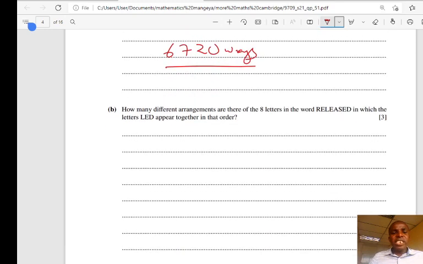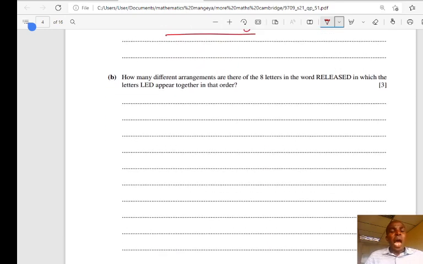Done. Part B. How many different arrangements are there of the 8 letters in the word RELEASED, in which the letters LED appear together in that order? Right. The LED one is fixed. We treat it as one item since it's fixed, right? There's order. Then you find the number of ways of arranging the other remaining letters.